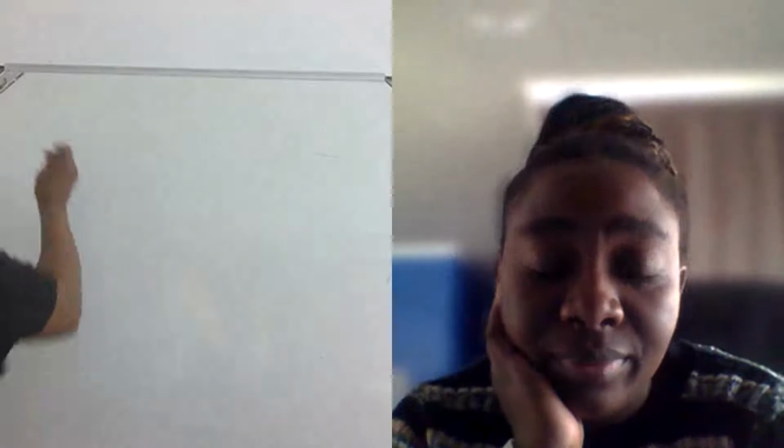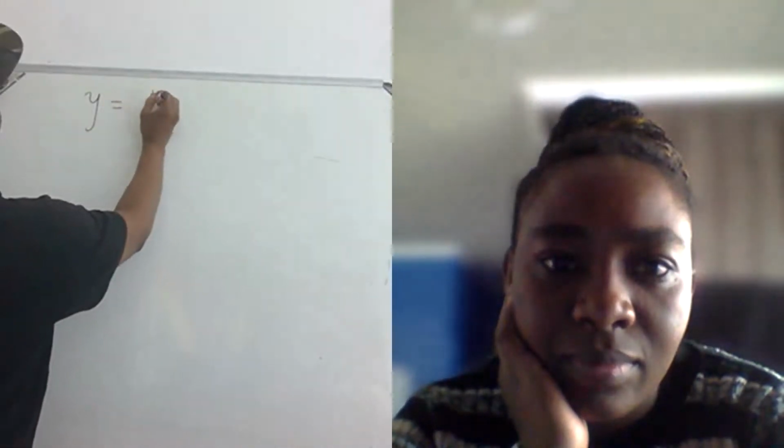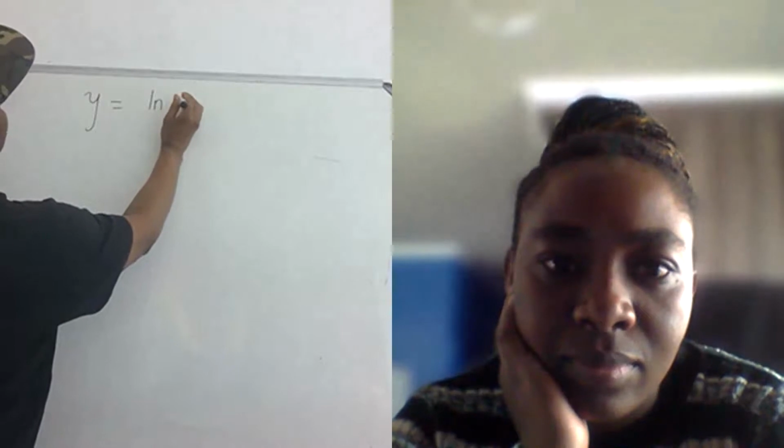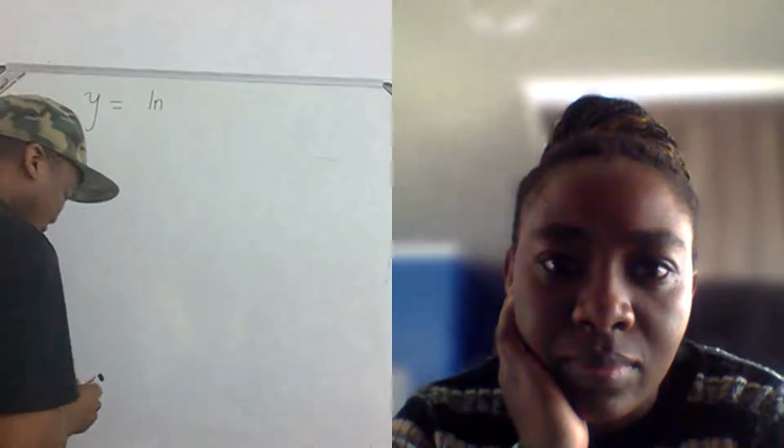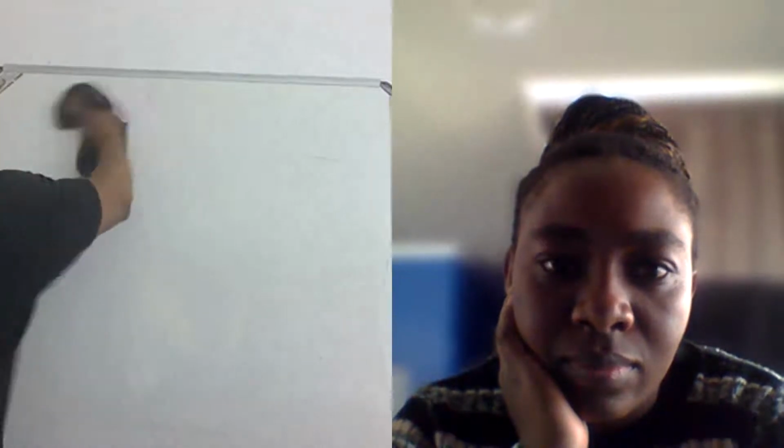Okay, cool. Now, sometimes they give you something like this. Let's say they give you y equal to, let's say... Oh no, I want to explain the quotient rule first.